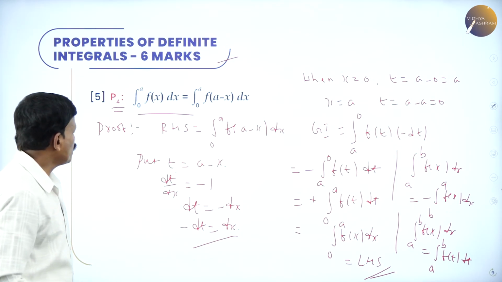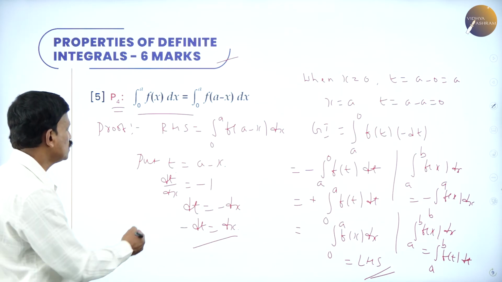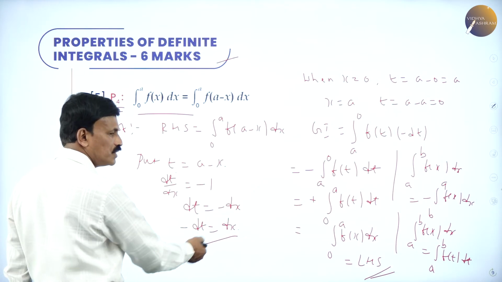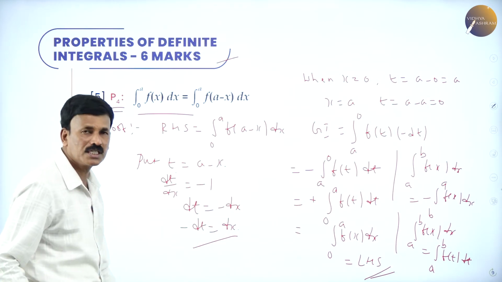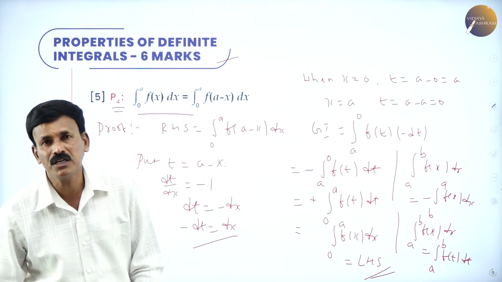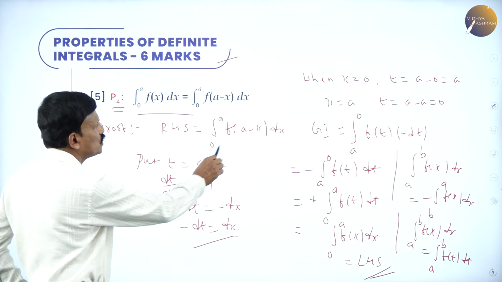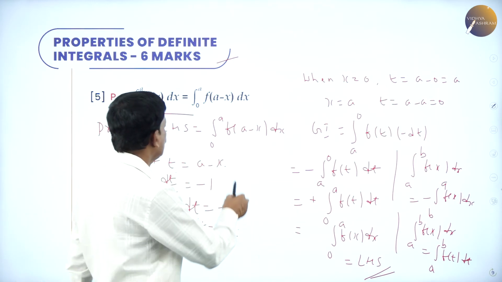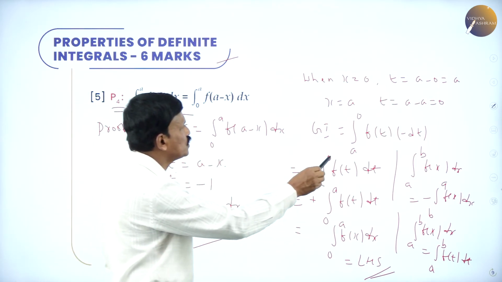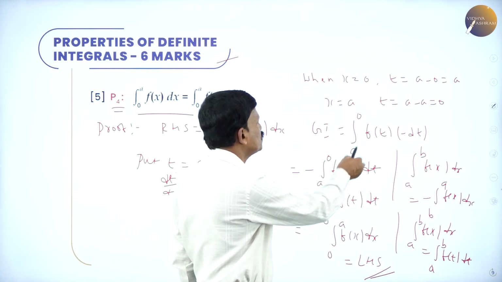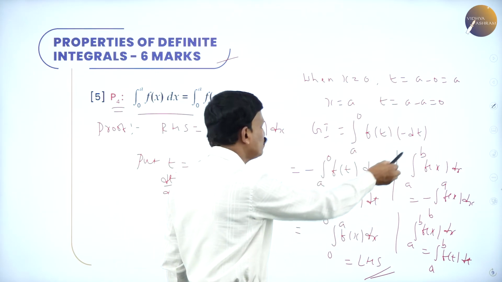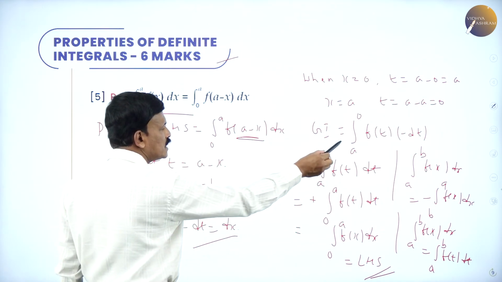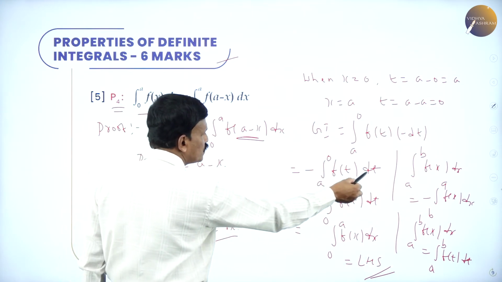Put t is equal to a minus x. dt is equal to minus 1 into dx, or minus dt is also equal to dx. Whenever the substitutions are taken, the value of limit changes. When the lower limit x is equal to 0, t is equal to a minus 0, which is a. When the upper limit x is equal to a, t is equal to a minus a, which is 0. This reduces to a to 0 f of t and minus dt. F of a minus x is t, dx is equal to minus dt. You can take minus out: a to 0 f of t dt.